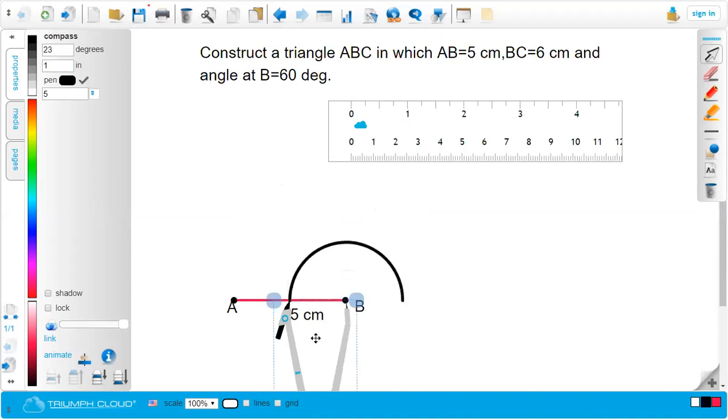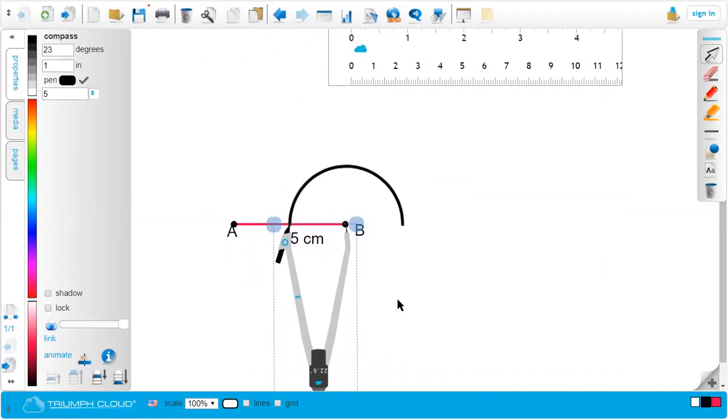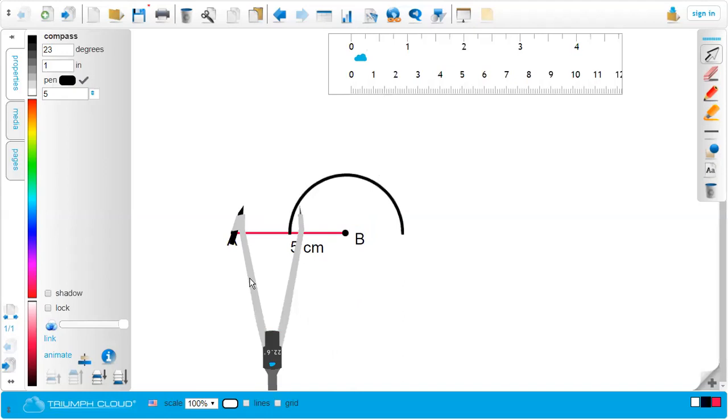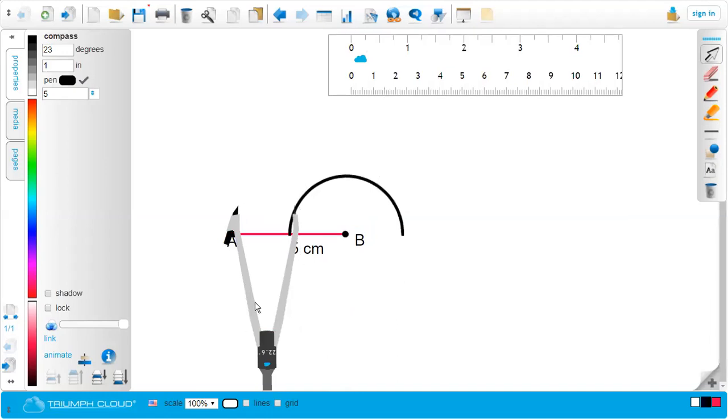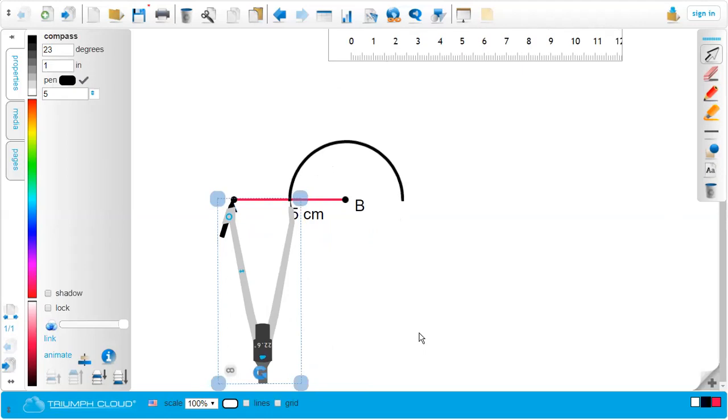This is an arc, and without changing the adjustment of the compass, we have to use the same adjustment. If the adjustment of the compass is changed, then the angle of 60 degrees will not be formed. This is the rule of making an angle by using the compass. Okay, and let me rotate it. Here I am going to make an angle of 60 degrees.